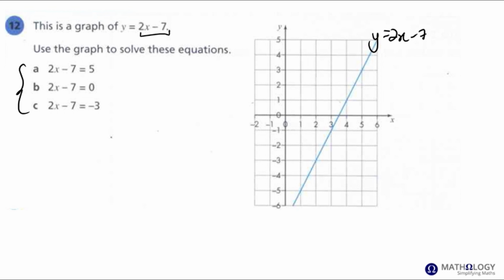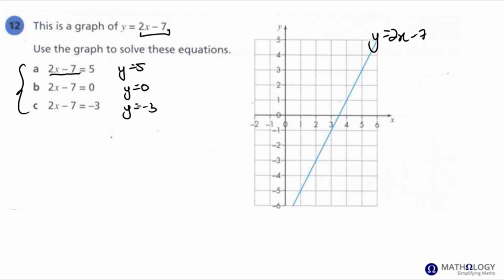So essentially what they are saying here, if we just wrote this as y equals 5, y equals 0, and y equals minus 3, all that means is we go to these values 5, 0, and minus 3 on the y-axis. We then move horizontally across to the straight line graph, and where we meet the graph, we then drop a perpendicular down to the x-axis, and we just read off the x value.